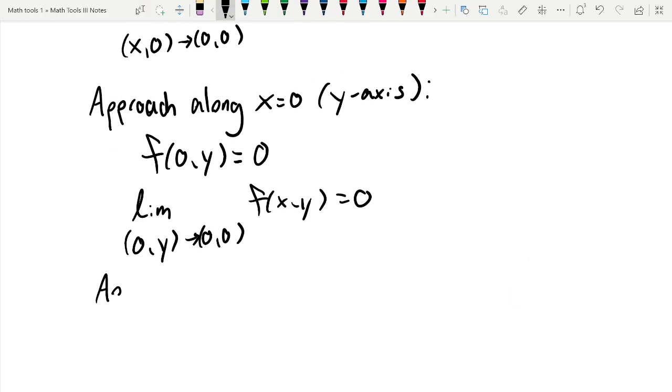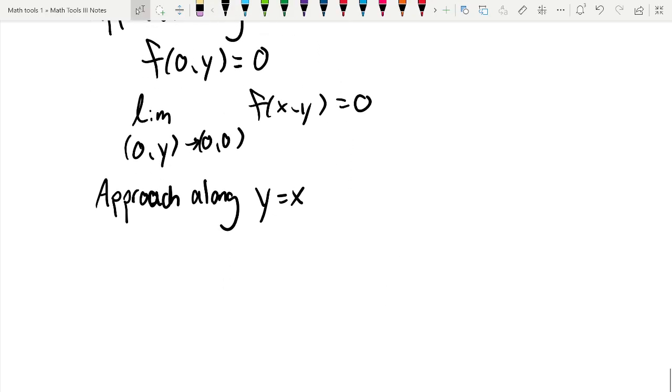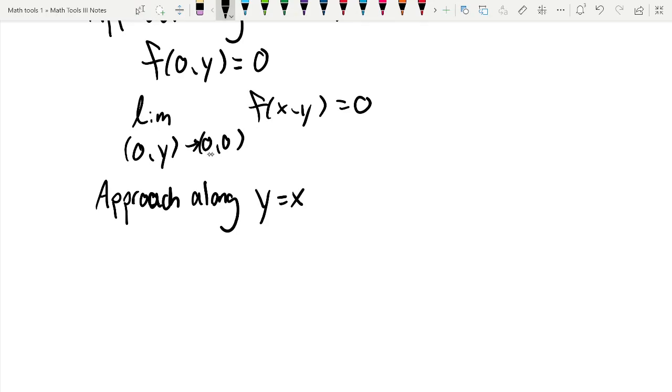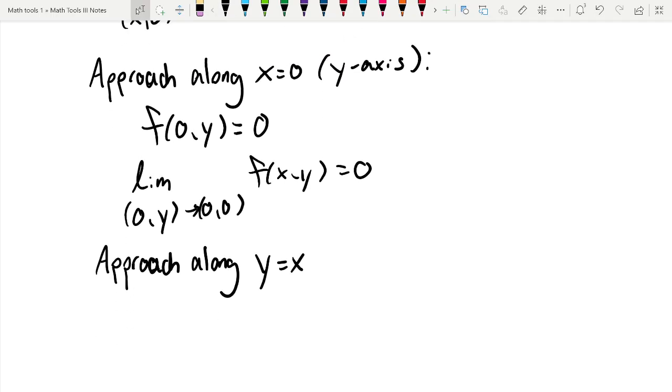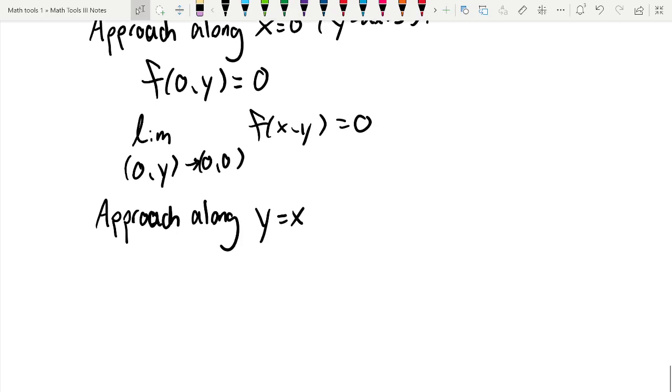So maybe we try a different approach. So maybe we can try approaching along the line y equals x. Okay. So this is like a diagonal line through the origin. So that's basically what we're looking for: because we're approaching the origin, we're looking at all the different lines that go through the origin, right? So the x-axis does, the y-axis does, y equals x does. Again, there's an infinite number of lines that do.